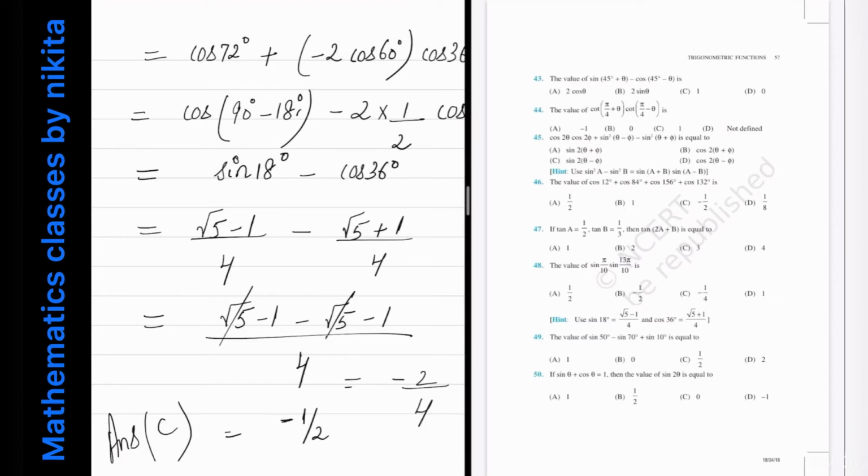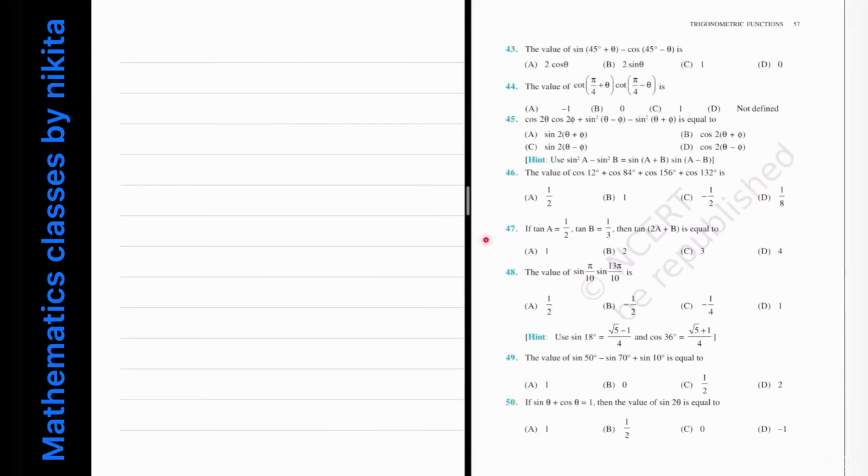Okay. There may be more than one methods of solving a question. I have given you the easiest method. Okay. Now let's do question number 47. So question number 47 says that if tan of A is equal to half, tan of B is equal to 1 by 3, then tan of 2A plus B is equal to. So the options are 1, 2, 3 and 4. So let's find. So using the formula of tan of A plus B, we can find the value of tan of 2A plus B.